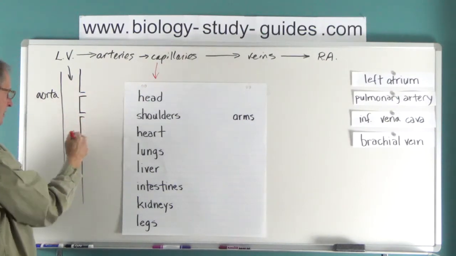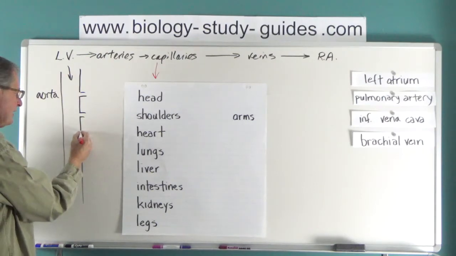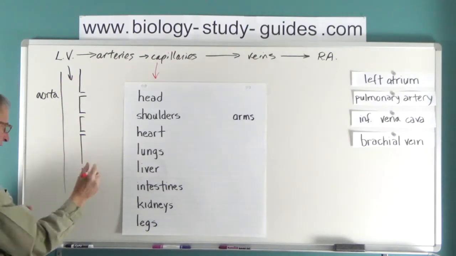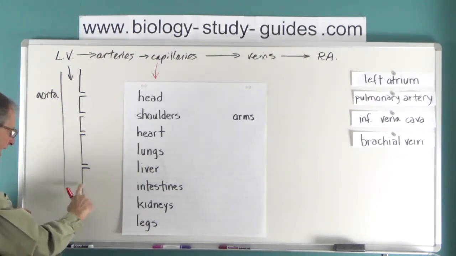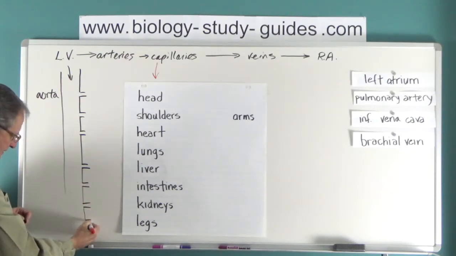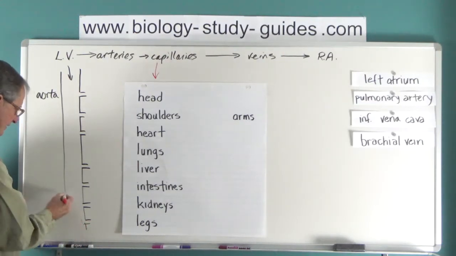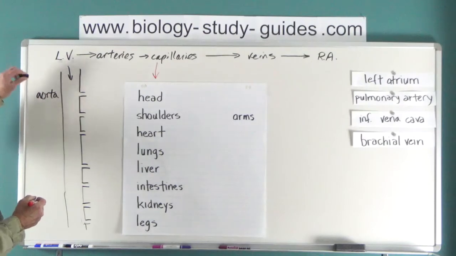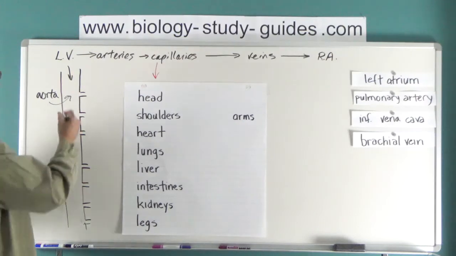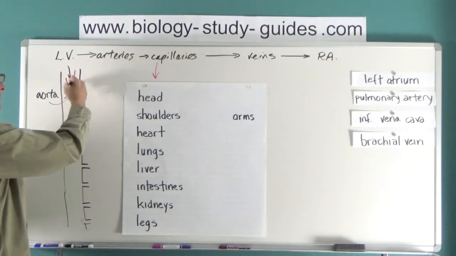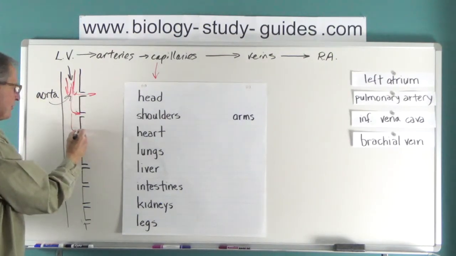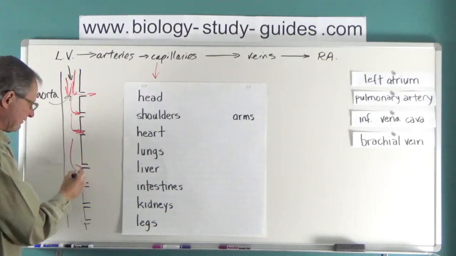You're charged with knowing the names of a good number of these. So when we're considering blood in the aorta, oxygenated blood leaving the left ventricle, the blood comes down the aorta and some of it goes up to the head. Some of it goes to the shoulder, some of it goes to the heart, and some goes to the liver, and so on.